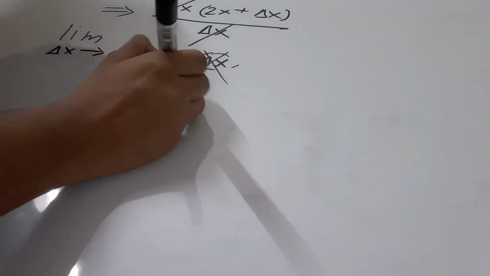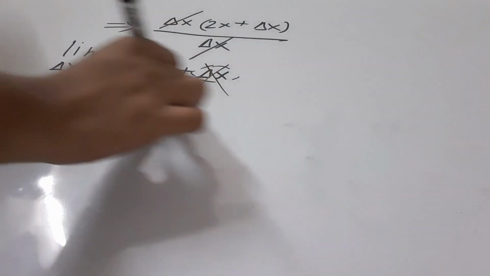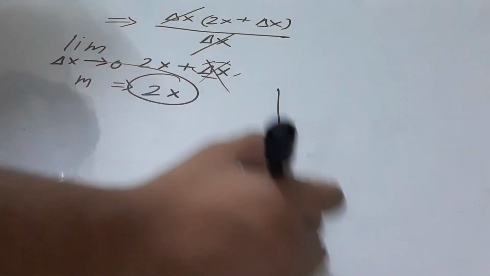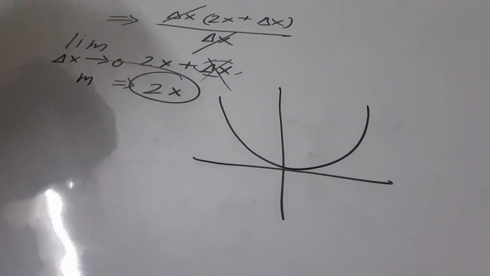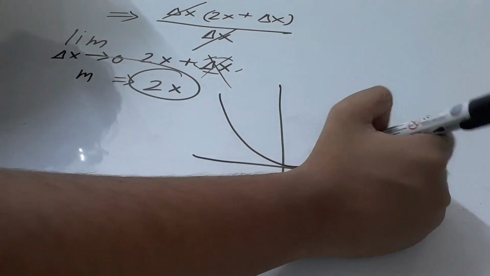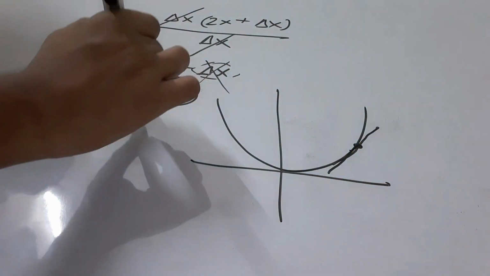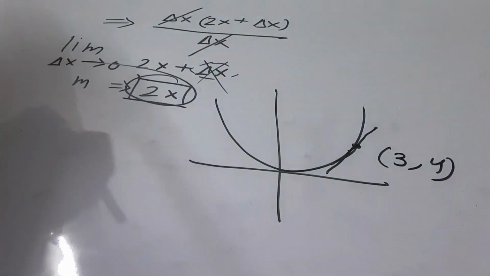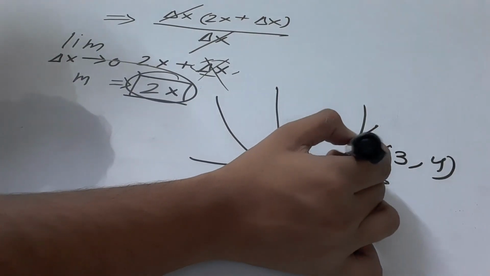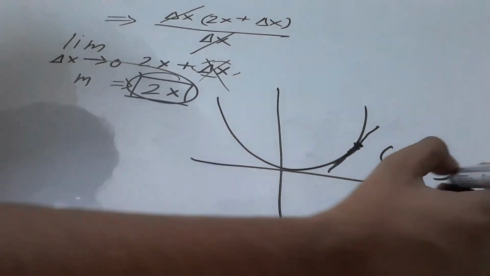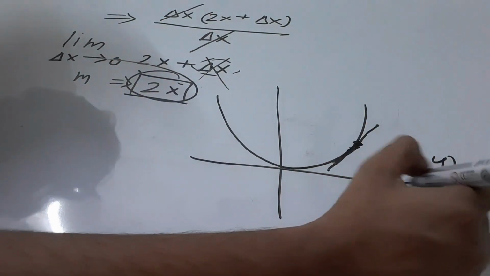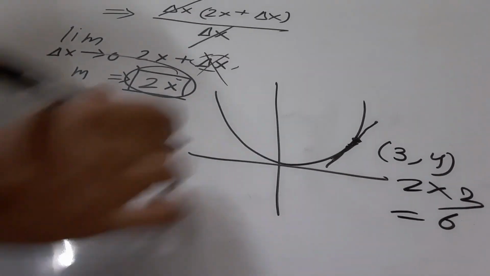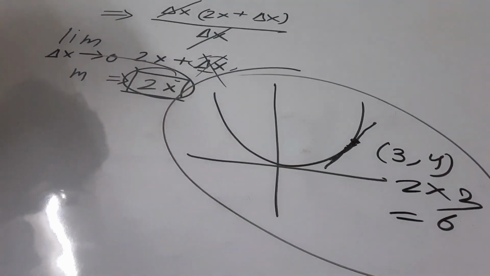What does this mean? We were searching for the slope. This means that the slope of that graph at that point is equal to 2x. Suppose this point is 3, 4. Then the slope of this graph at this point should be 2 times x, which is 2 times 3, equal to 6. That should be the slope here. Pretty interesting stuff there. This is calculus.